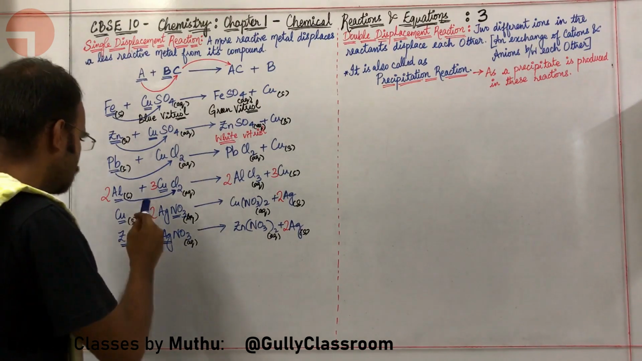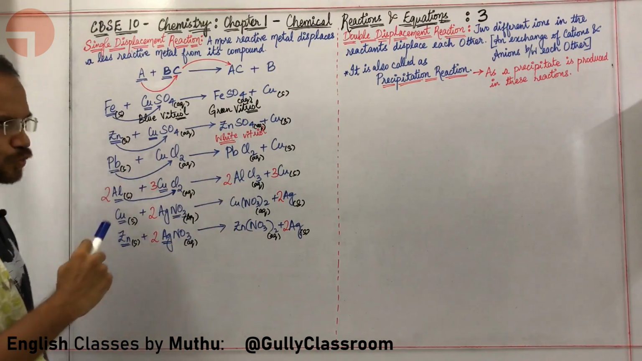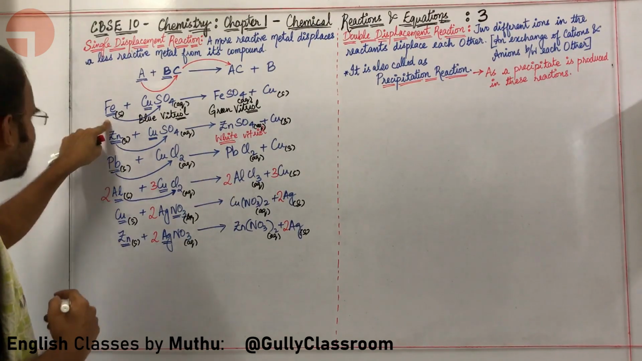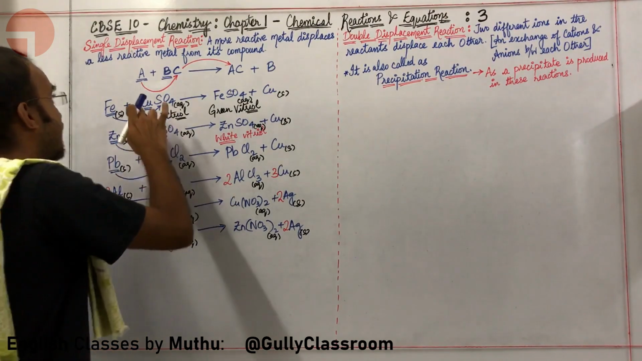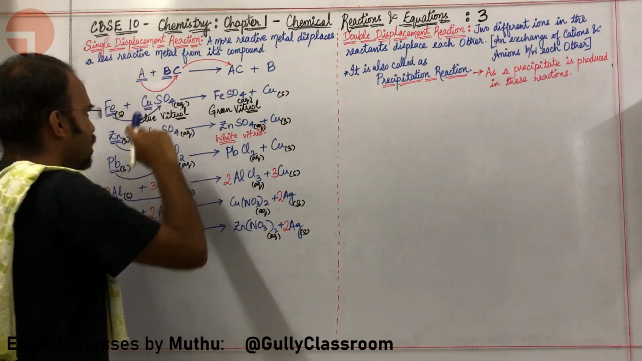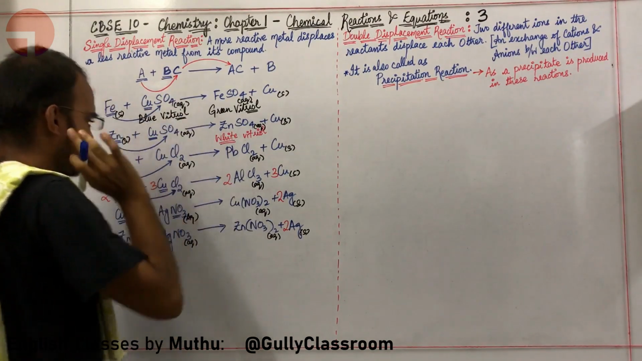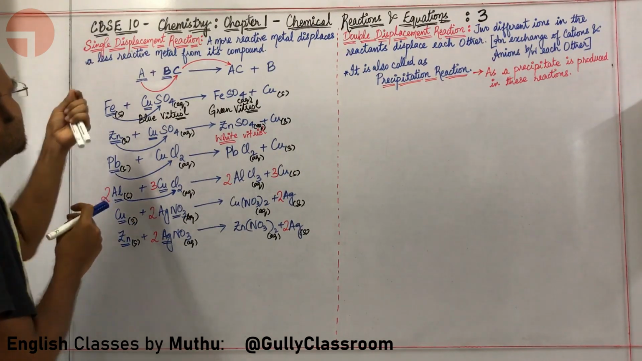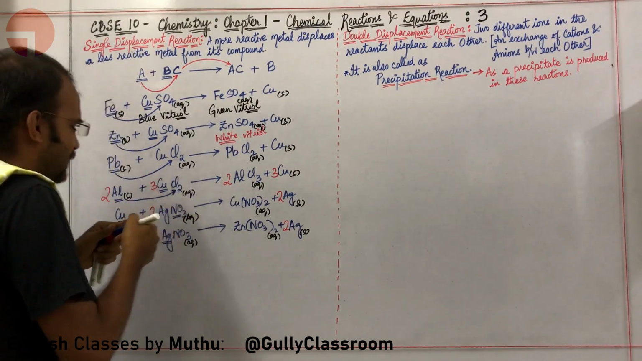Okay, now I have used AgNO3. Now in these particular reactions, a metal is displacing another metal from its salt. That salt is in aqueous form. Give me something different, sir. Give me a single displacement reaction which is something different.